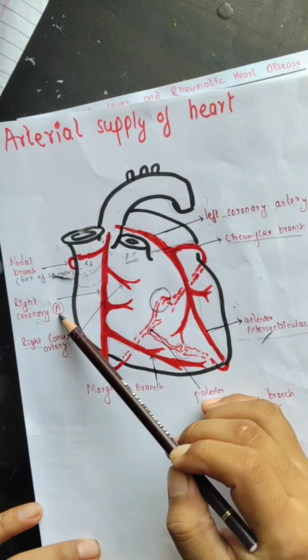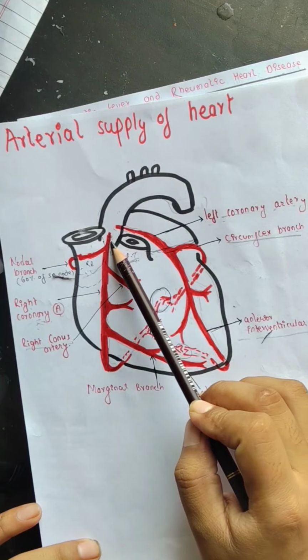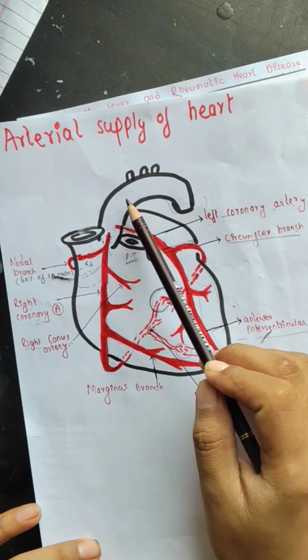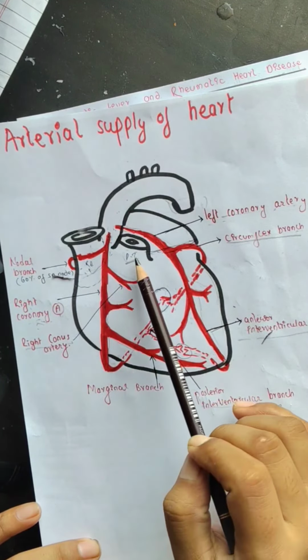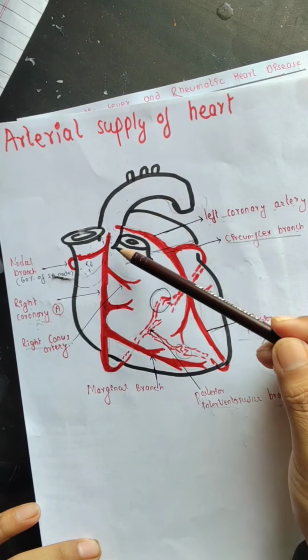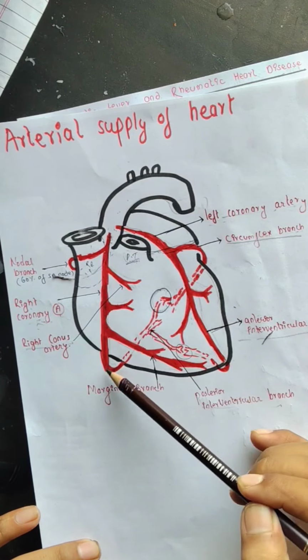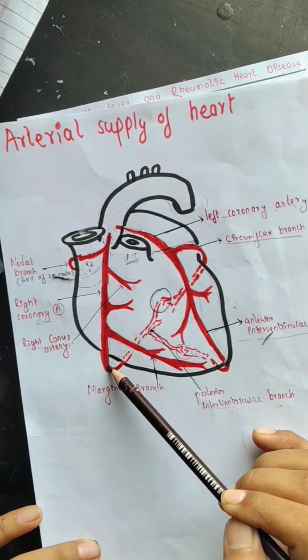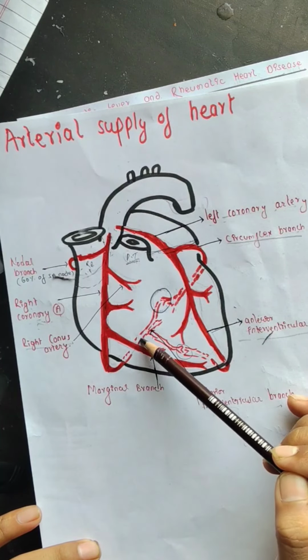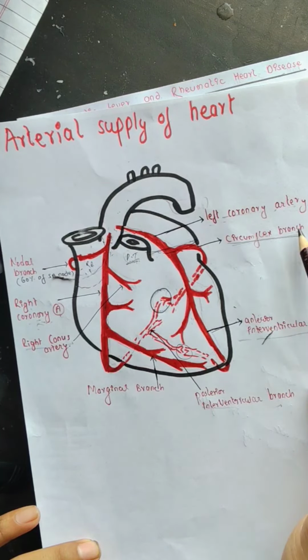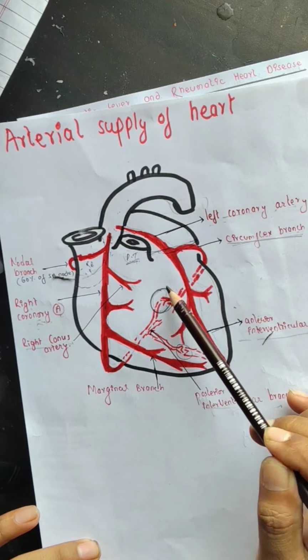For right coronary artery, it arises from the anterior aortic sinus of the ascending aorta, which moves between the right auricle and pulmonary trunk and moves along the right atrioventricular groove, and at the inferior of the heart, it winds up and forms anastomosis with the circumflex branch of the left coronary artery posteriorly.